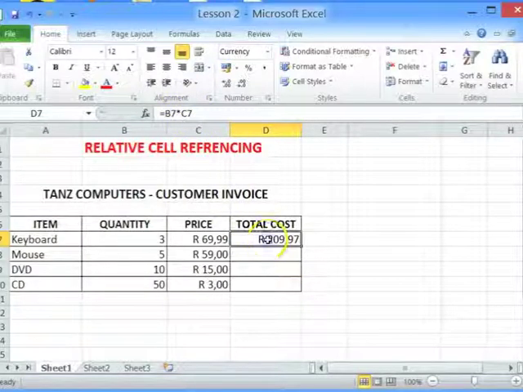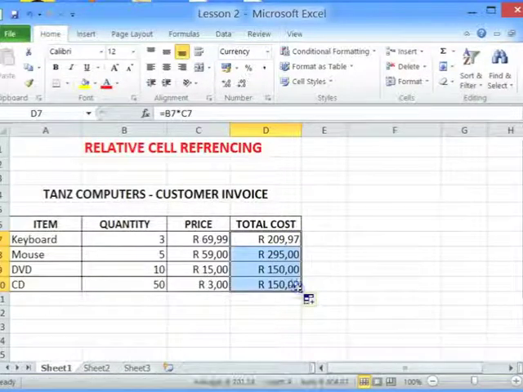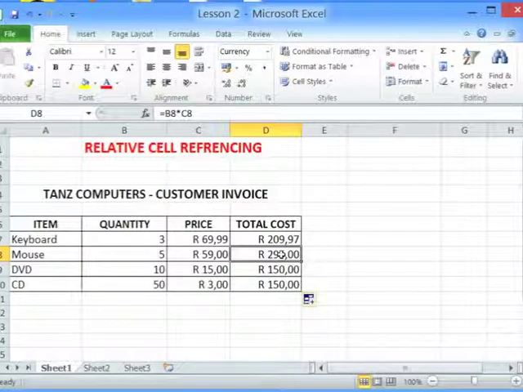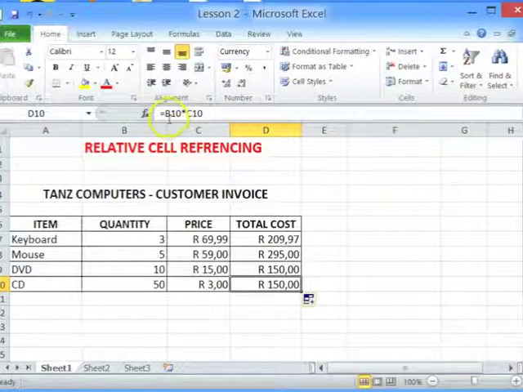Now I am going to copy this formula using the fill handle to the other cells. And if we look at cell D8, the formula now has recalculated, or automatically adjusts itself, to B8 times C8. In cell D9, the formula is B9 times C9. And in cell D10, the formula now is B10 times C10. So that is an example of relative cell addressing.